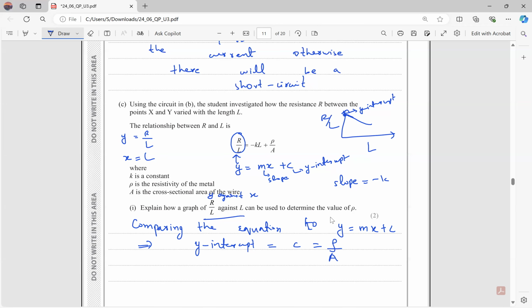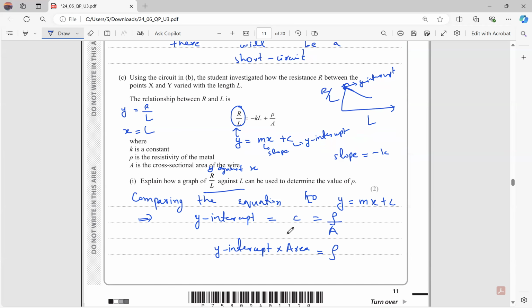So how will we find it? Now you won't just stop at this. Remember to answer everything they asked. They asked how do you find the resistivity? The resistivity would just be y-intercept times area. So you will find the area of the metal wire, multiply it by the y-intercept from the graph, and you will get the resistivity.